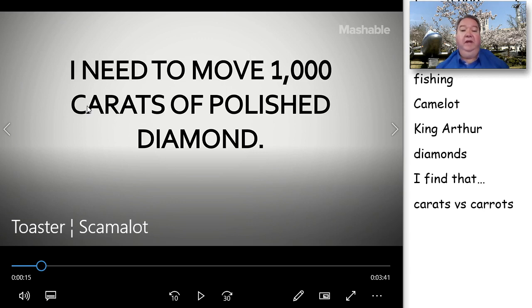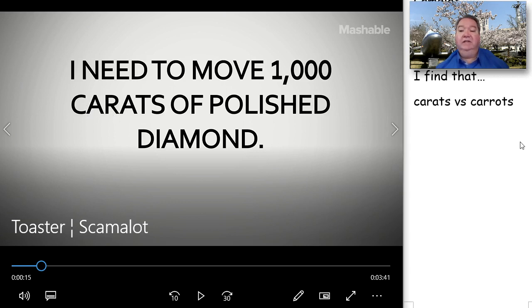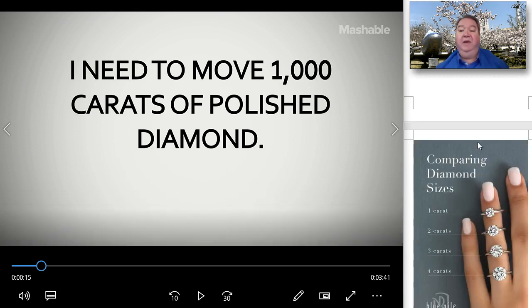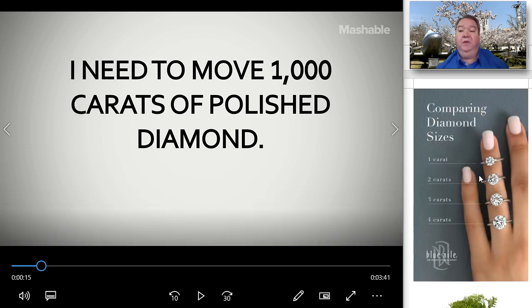Well, notice the spelling here, C-A-R-A-T-S. A carat is a measurement of the size of diamonds. It's how diamonds are measured. So 1 carat, 2 carats, 3 carats, 4 carats. This is just an illustration showing how big those diamonds would look on a woman's hand or a man's hand.